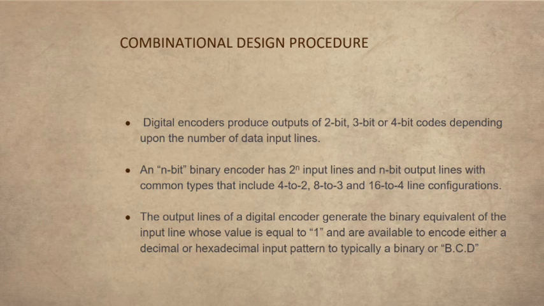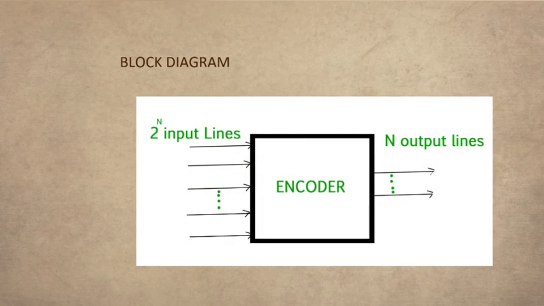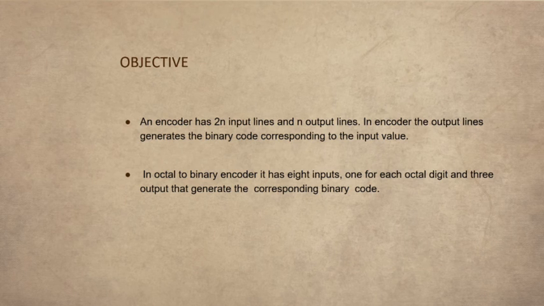The output lines of a digital encoder generate the binary equivalent of the input line whose value is equal to 1 and are available to encode either a decimal or hexadecimal input pattern to typically a binary or BCD. This is the block diagram.